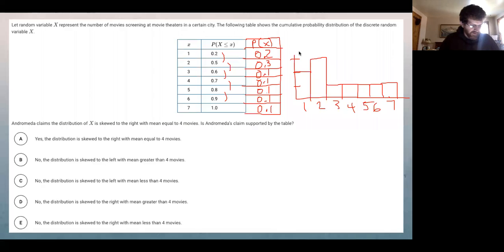Okay, so the distribution is skewed to the right. Yes, it is definitely skewed to the right. So we can say it's skewed to the right, and I'm going to cross out anything that doesn't go with that. Okay, but the question is, is the mean equal to 4 movies? Now we can plug this into the calculator and figure it out.